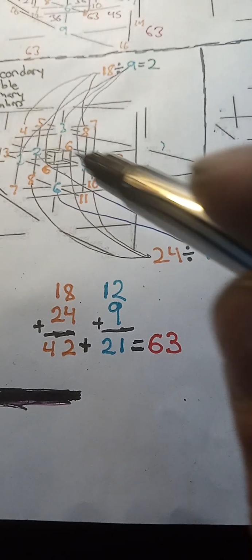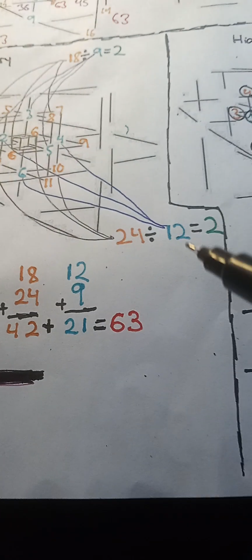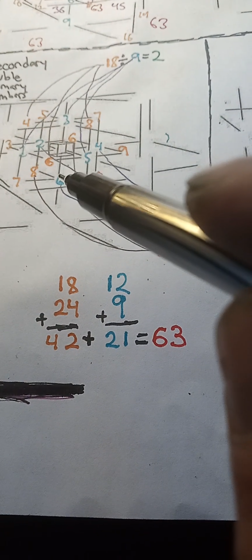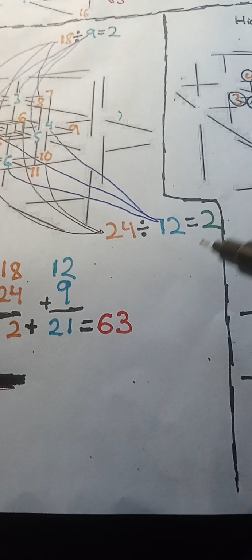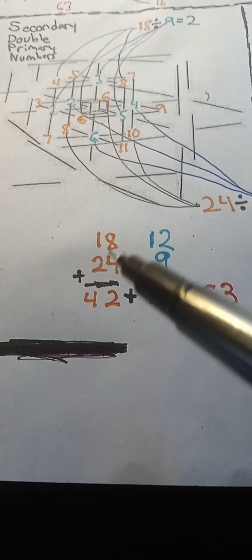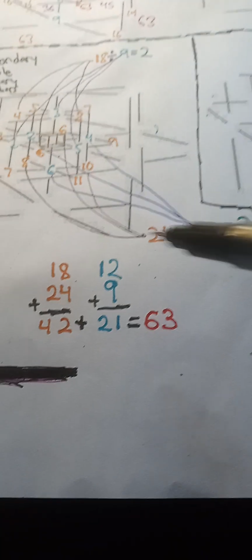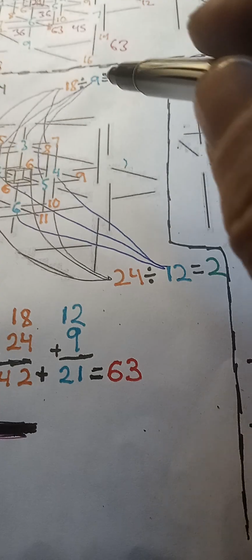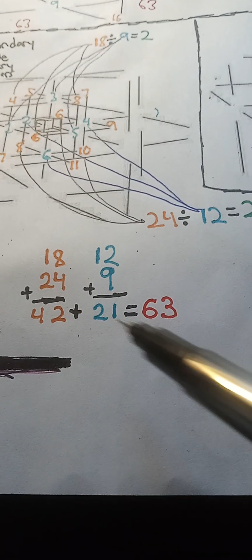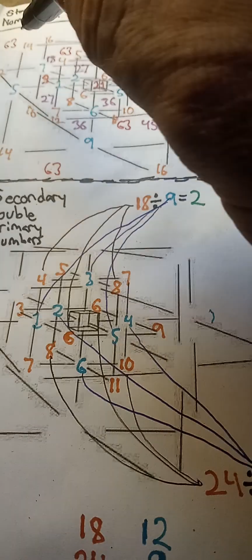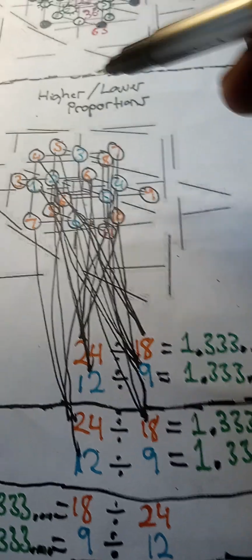For the bottom secondary and primary numbers, 12 goes into 24 two times. And then if you add 18 and 24, that gives you 42. 9 and 12 gives you 21. Added together gives you 63, the outer ghost numbers. And the next way you can look at it is the higher and lower proportions.